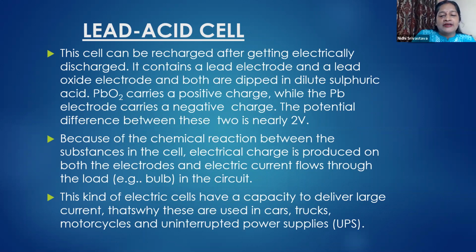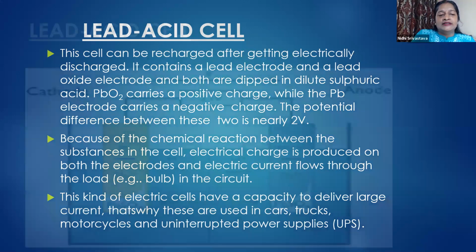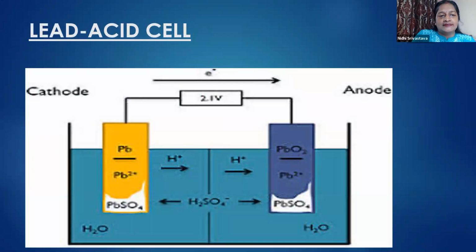Because of the chemical reaction between the substances in the cell, electrical charge is produced on both the electrodes and electric current flows through the load. Example, bulb in the circuit. This kind of electric cell has a capacity to deliver large current. That's why these are used in cars, trucks, motorcycles, and uninterrupted power supplies, that is UPS. See, this is the pic of lead acid cell.